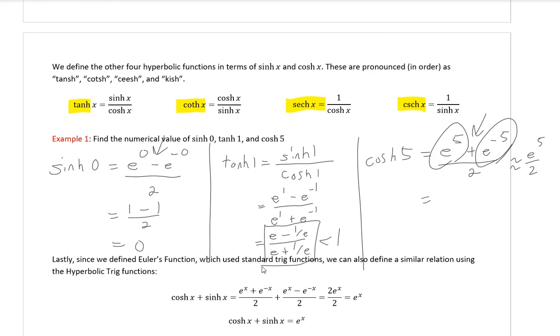If we type in e to the 5th power plus e to the negative 5th, and we divide that by 2, we get 74.21. But if we also just do e to the 5th divided by 2, we get 74.21 still. So it's more or less the same thing because e to the negative 5 is so small it barely contributes much of anything.